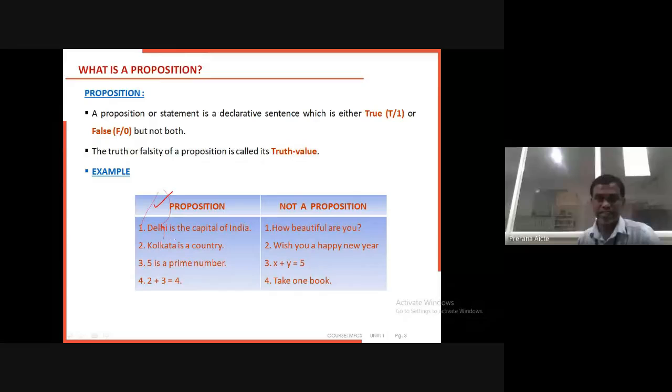Kolkata is a country. It is false. 5 is a prime number. It is true. 2 plus 3 equal to 4. It is false. So these statements can be decided as either true or false, so they can be treated as propositions.